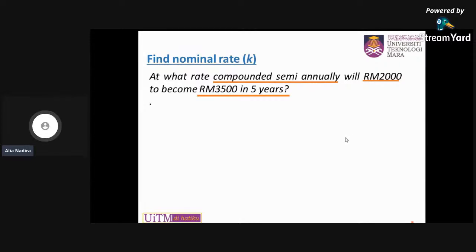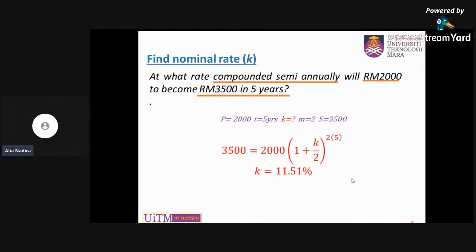Okay, so next example is we want to find K. Okay, how about let's say we want to find K. Okay, so we have our P, T is 5 here, we have our M and we have our S. So you nak cari K, how?